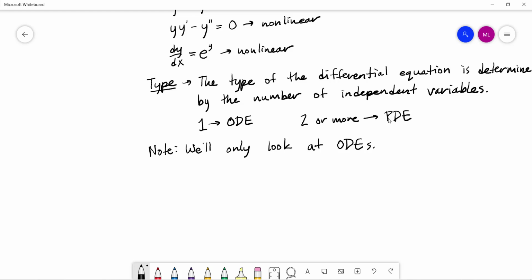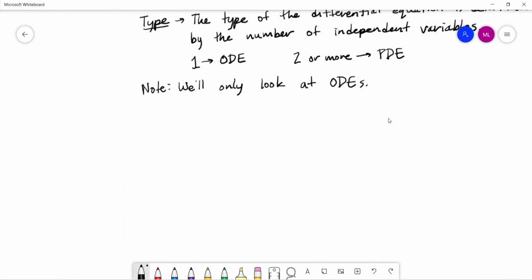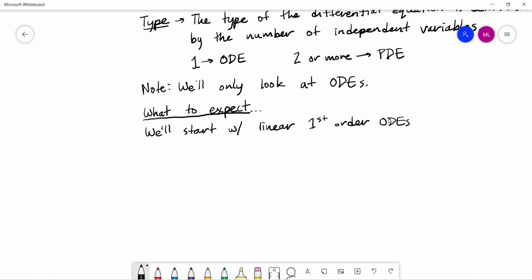Okay, so now that we've got the terminology, let me give you an outline of what to expect from this course this semester. Basically, we're going to start off with linear first order ODEs. There is a specific technique that will work on these types of problems, linear first order differential equations, 100% of the time. And then from there, we will relax the constraint of them having to be linear. So we'll stick to first order differential equations, but we'll look at special cases of nonlinear first order differential equations.